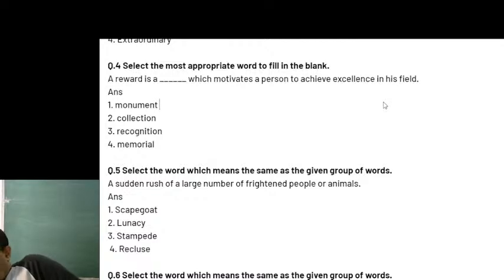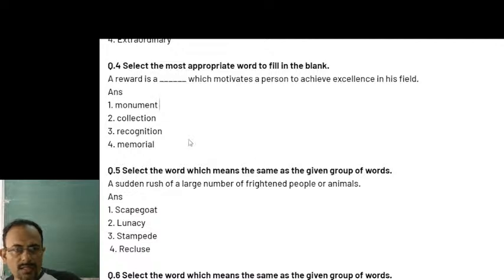Okay, so what do you think can be the answer? A reward is a recognition which motivates a person, or monument, or collection, or memorial. So what do you think can be the answer? Do you have any idea, dear students? Question number 4. Let me see. Prakhar or Tanvi or anybody, what is your answer? Mayur says 3, whereas Prakhar says question number 4, it's 4.